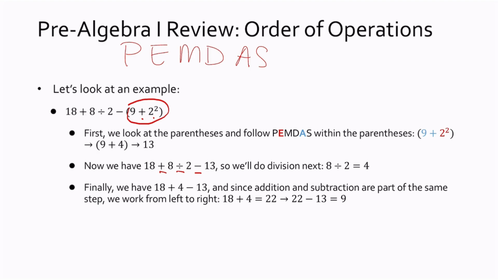And addition and subtraction are part of the same step, so we can work from left to right. And our answer is 9. Our final answer is 9. So we can say that 18 plus 8 divided by 2 minus (9 plus 2 squared) equals 9.